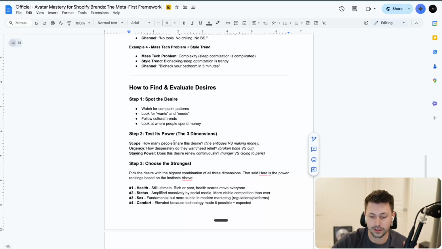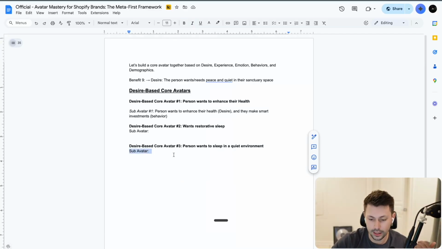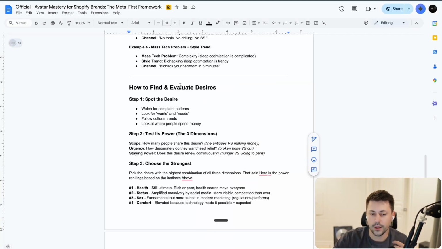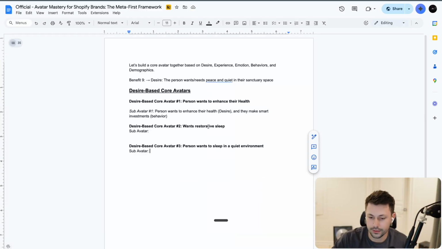If we look at staying power, does this renew? Well, usually once you make your environment quiet, you don't really need to do it again. It's like you did it, right? So the staying power there is not very strong, meaning once you fix it, it's good. And then here, with restorative sleep, this kind of exists on a continuum of, could you get even more restorative sleep?